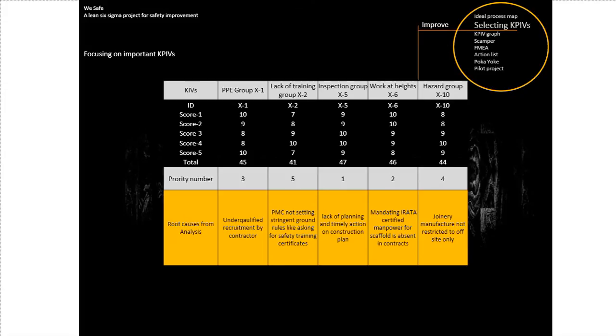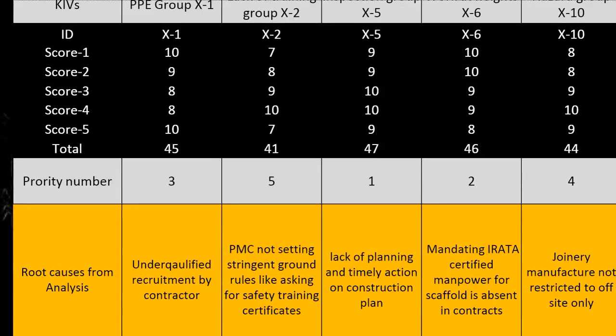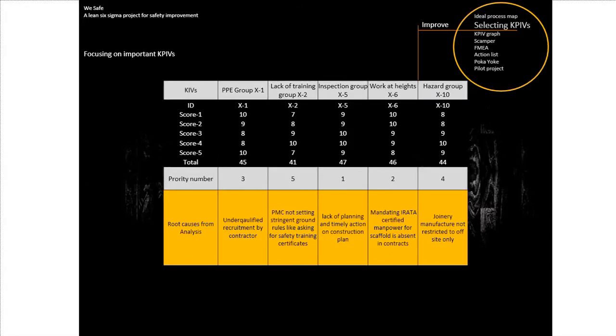Thus value added time stands at 50% of the total time spent for this ideal process. In our next step, we have selected the 5 most important KPIV groups out of the list of 10 groups. And these groups are the inspection group with the root cause, lack of planning and timely action on construction plan. Next is work at heights, mandating IRATA certified manpower for scaffold is absent in contracts. Next is the PPE group.